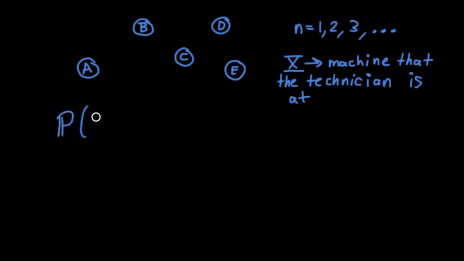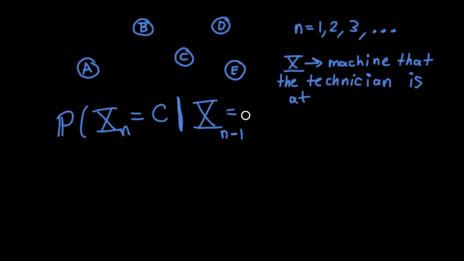So we want to know the probability that Xn, the machine the technician is at at time n, or step n, equals, let's just say C, given that the machine the technician was at the last step, so n minus 1, the step directly before, was, let's say B. And let's say you've been at this factory for a while and you happen to know there is a 75% chance that that is going to happen. That given that the technician is at machine B, the next machine he's going to go to is machine C with 75% chance. So we'll write that conditional probability by drawing a little arrow from B to C, and then writing right there 0.75.